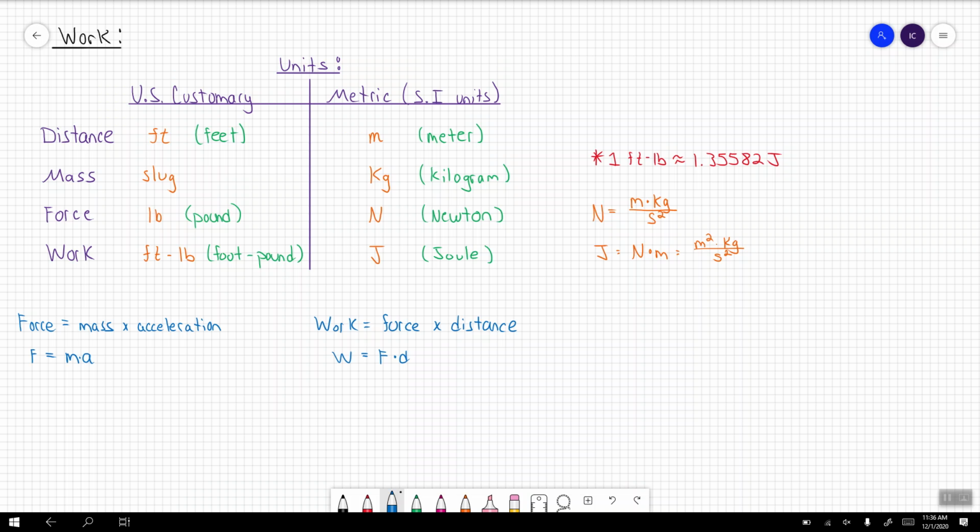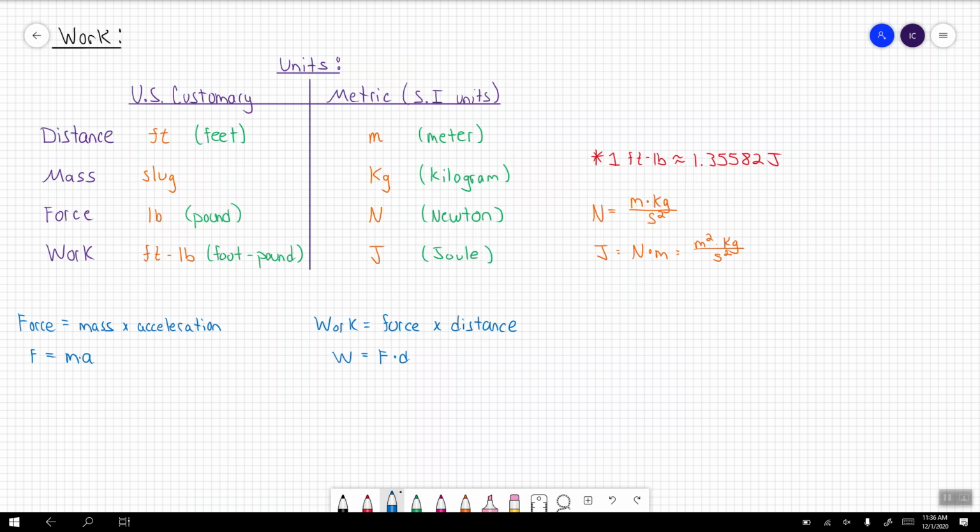Today we're going to be talking about work. Now, in order to talk about work, we first must discuss a few units of measurement before we get into the whole topic of finding what work is.